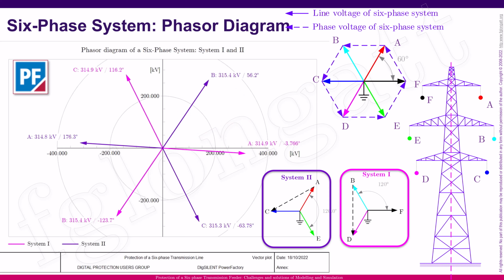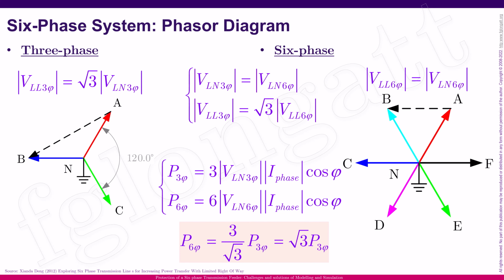And the most important part, to show you the importance and the use of the six-phase system, is to tell you about the power. There are several differences between the three-phase and the six-phase system. However, the most interesting thing is related to the active power transfer. In a three-phase system, we have line-to-line and line-to-neutral voltage, and the relation between their magnitudes is square root of 3.